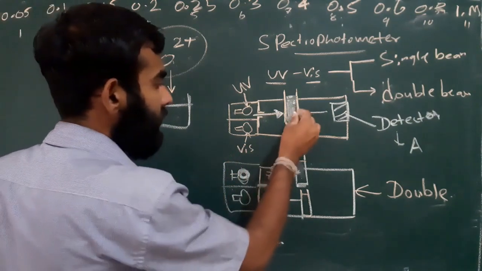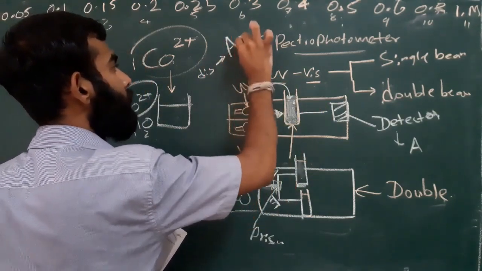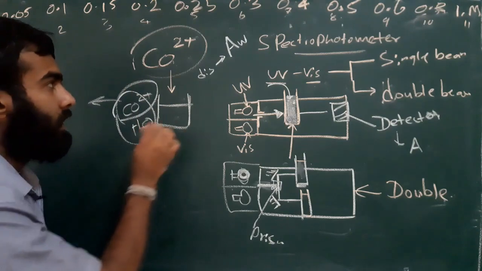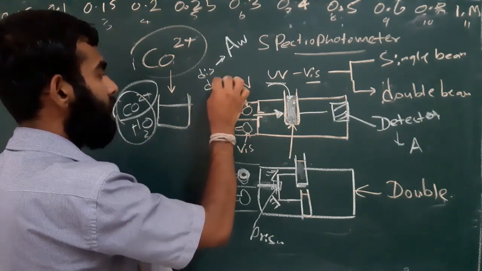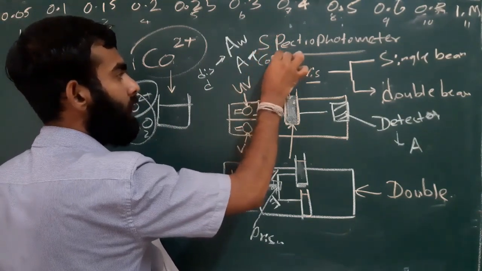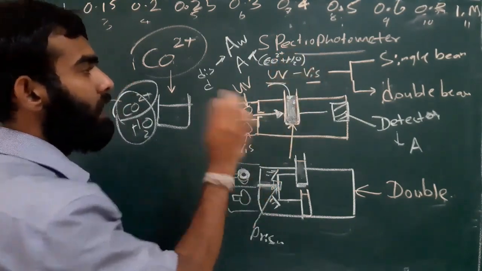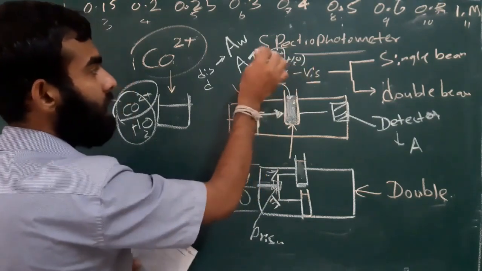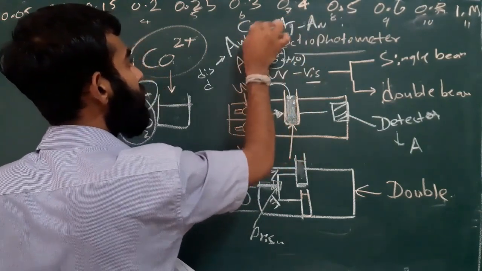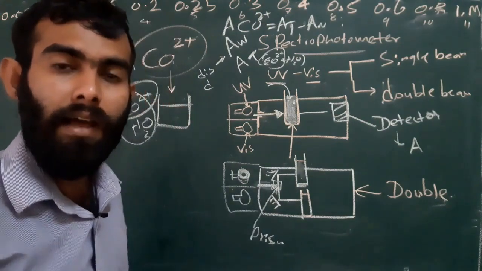Imagine here initially we insert water, distilled water. Its absorbance is AW. Now we will introduce cobalt solution. It also contains water. Now we will get that reading as AT. AT means cobalt 2+ and water, both. So we can get the absorbance of cobalt by deducting AT minus AW. We can get the absorbance of cobalt 2+. So every time we have to measure the blank reading.